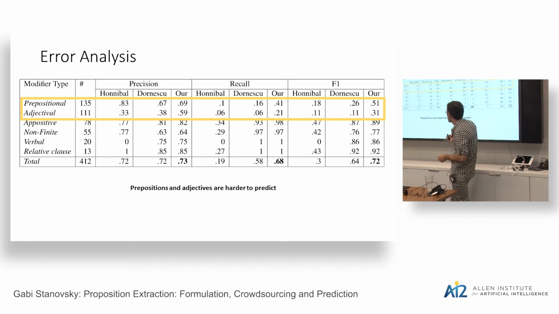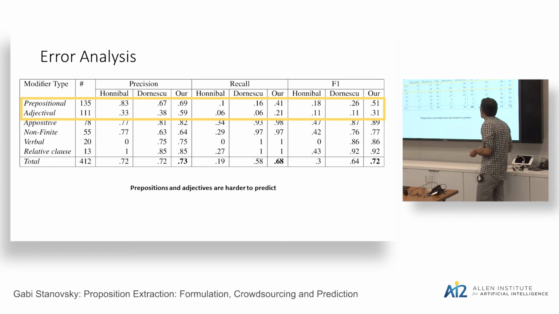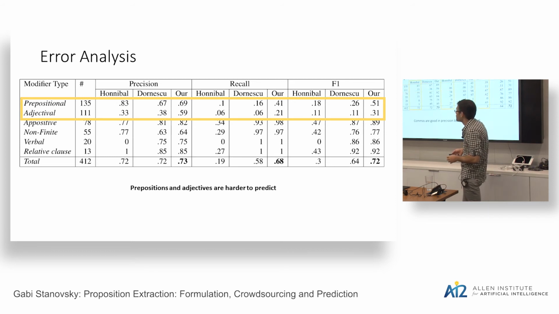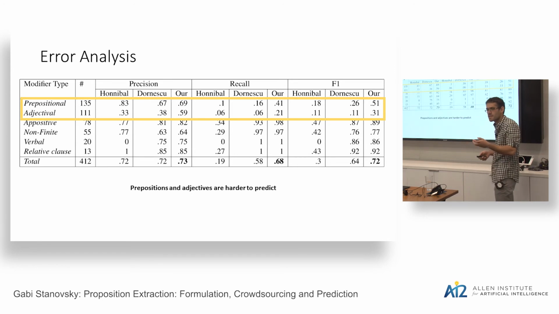So for one, we can see that prepositions and adjectives are harder to predict. I think this correlates with what we've seen for annotation. It's harder for humans to annotate. It's harder for our models to get a consistent signal from that. Yes? This is precision of restrictiveness or non-restrictiveness? Restrictiveness, I think. That's a good question. Yeah, so we framed it as restrictiveness, the precision of that.